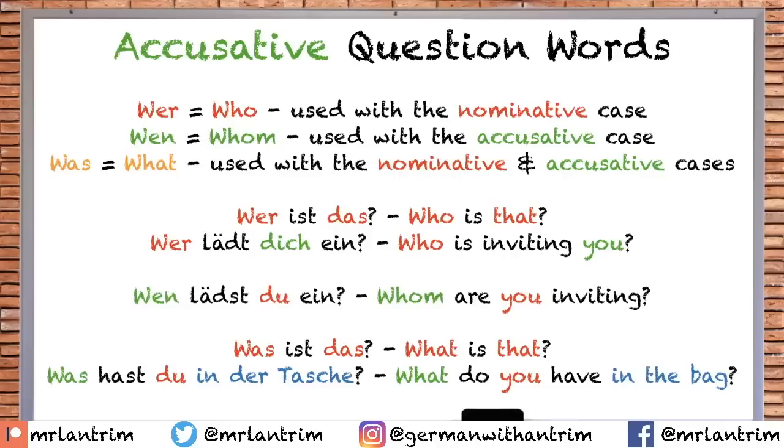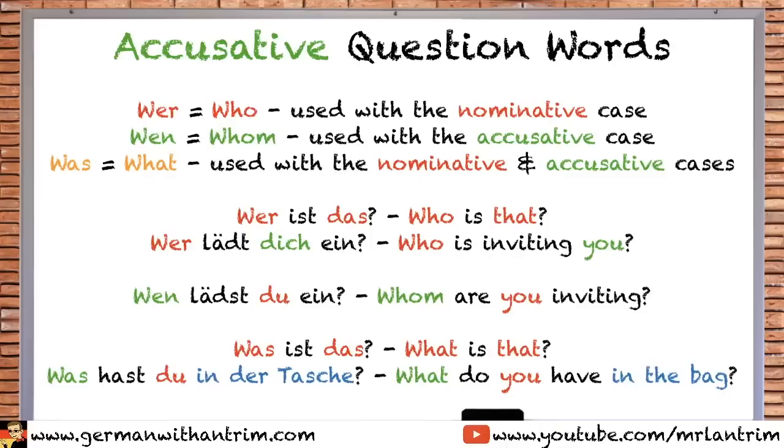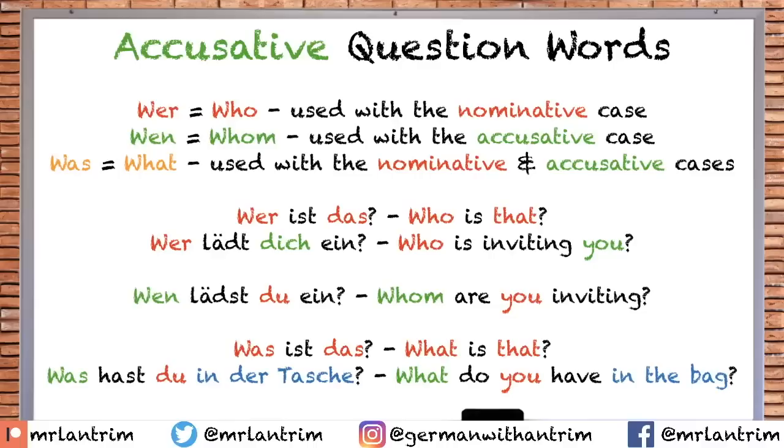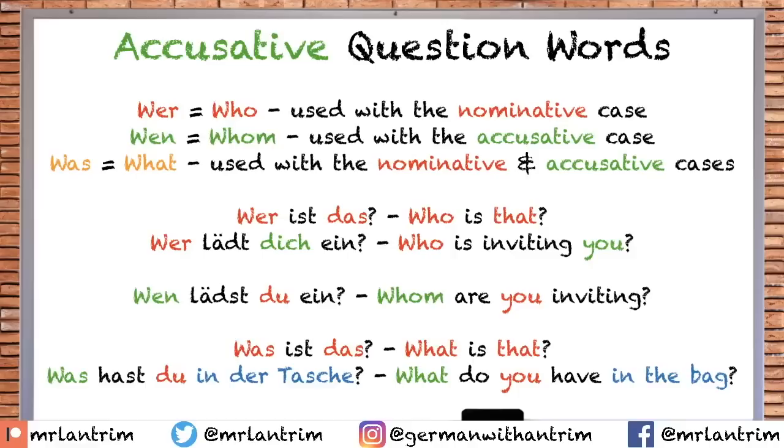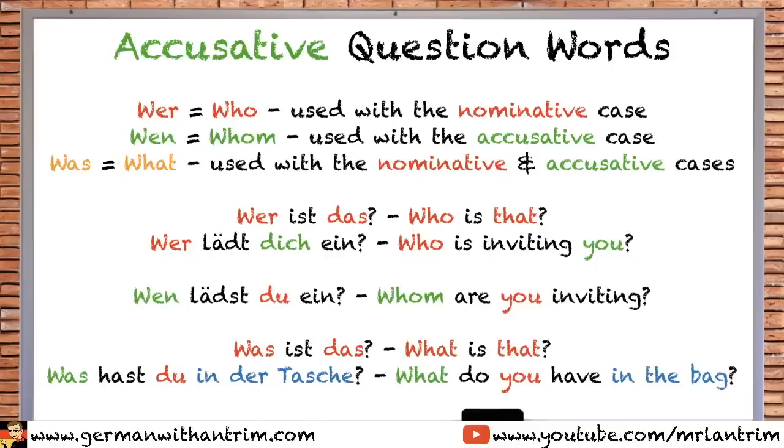So wer, which means who, is in the nominative case, and it's used to replace the subject of the sentence. If you are using the accusative question word for people, that's wen, and confusingly to a lot of Americans who don't have any idea how to use this word, whom is the accusative case. So wen is whom. So if you're replacing the direct object and that direct object is a person and you're replacing it with a question word, that needs to be wen. We'll give you some examples here in a second of what that looks like and how to use it. Was is kind of a double use one. So you can use this for the nominative case or you can use it for the accusative case. The point is that was is not a person. Was should be used with things, objects, nouns that are not people.